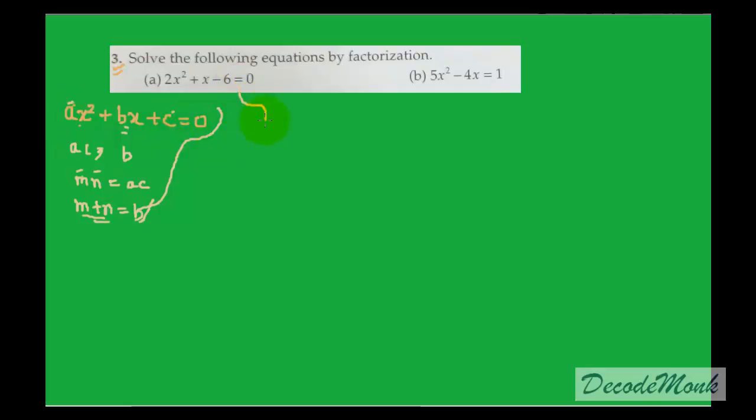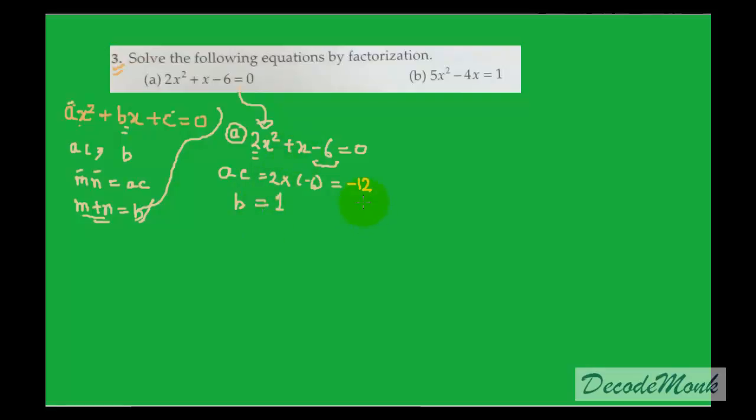So let's try to solve question number a using this concept. The given question is 2x square plus x minus 6 equal to 0. So here our a multiplied by c is equal to, what is a here? 2. And what is c here? Take it with the sign, that means it should be minus 6. So this is equal to minus 12. And how much is b? The coefficient of x, this is 1.